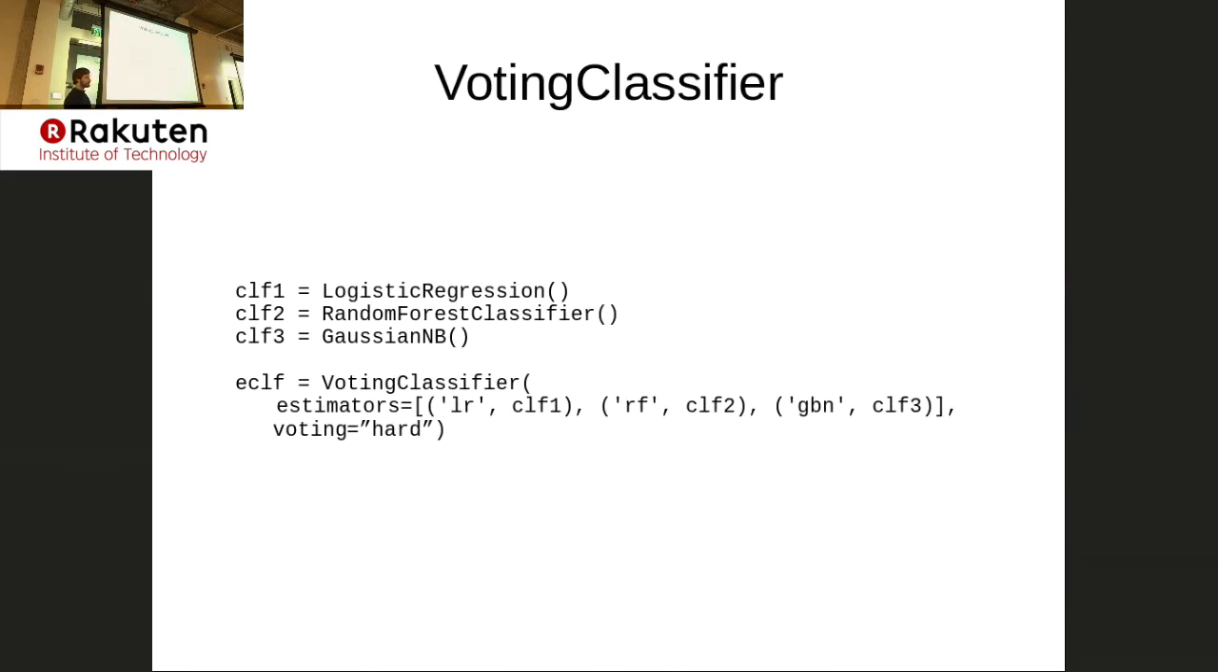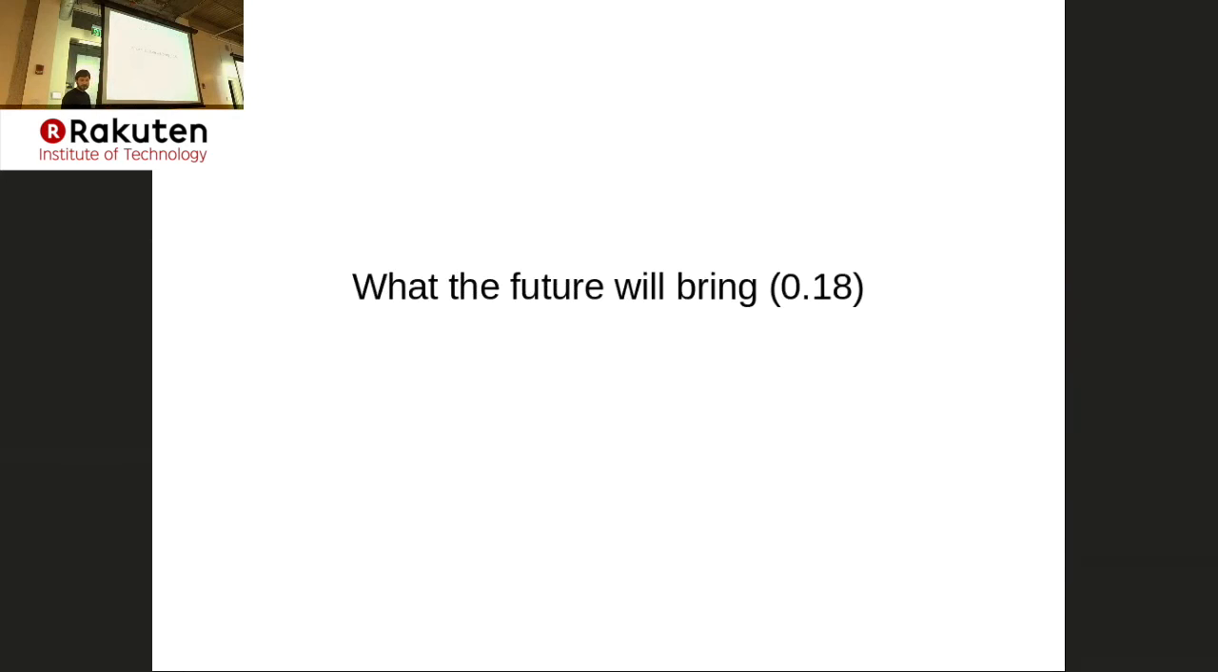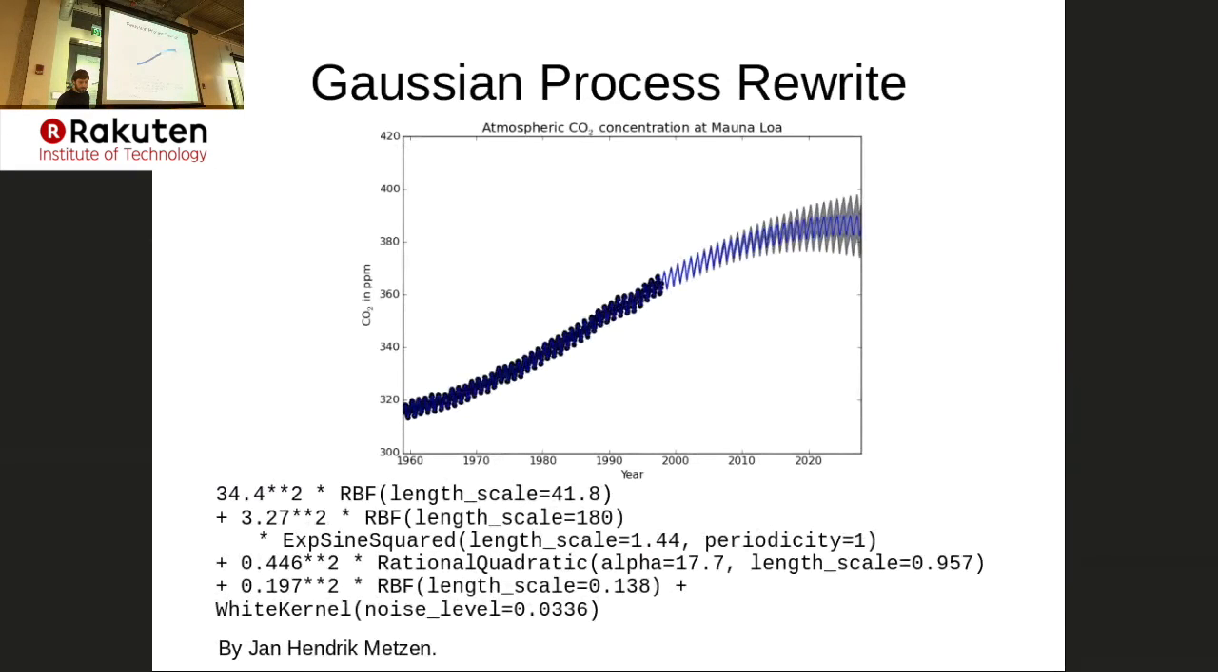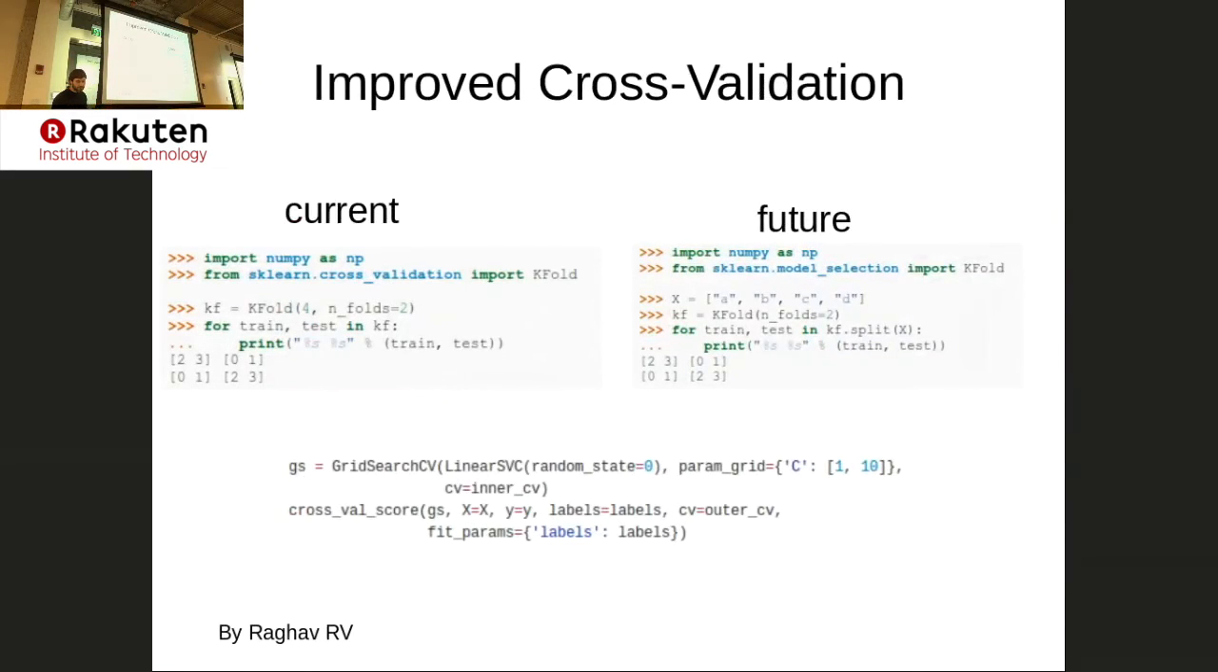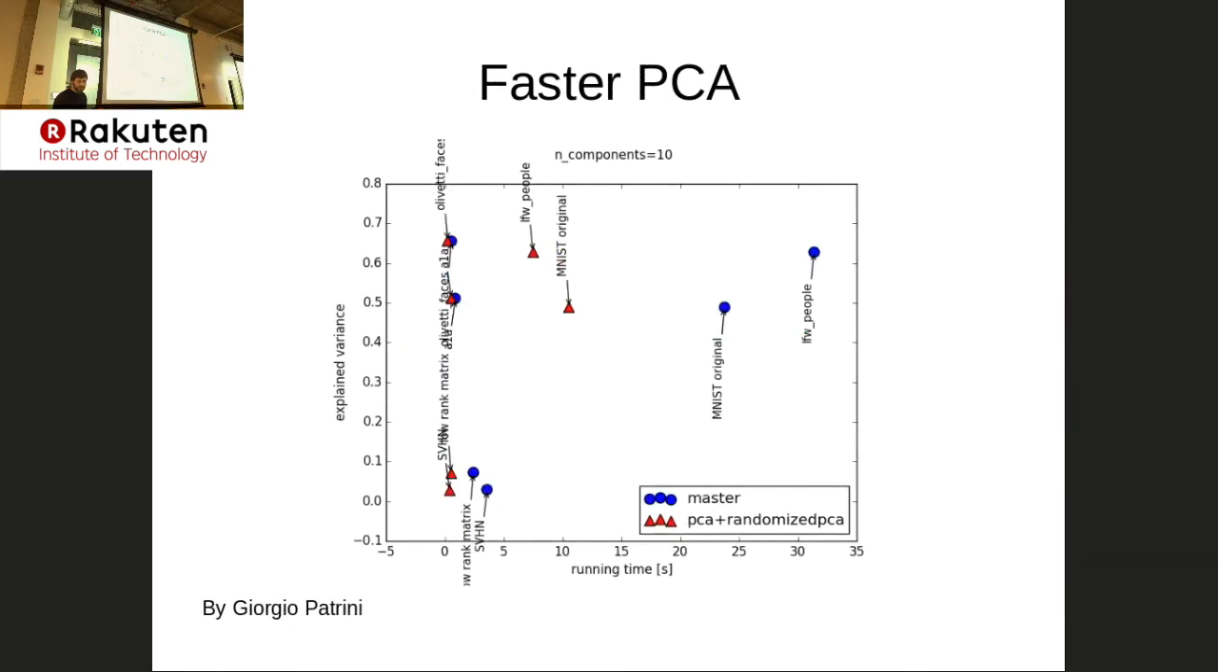If you like to do bagging of models, we now have a voting classifier that allows you to put a bunch of models together and average their results. Also, 0.18 will come out in the summer and we'll have awesome, cool stuff. The Gaussian processes were completely rewritten and are much more powerful now. We have some neural networks, though we don't use GPUs, so they're semi-useful. We have improved cross-validation. The interface is slightly nicer.